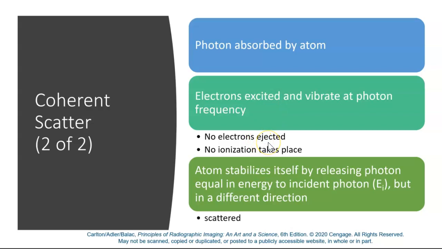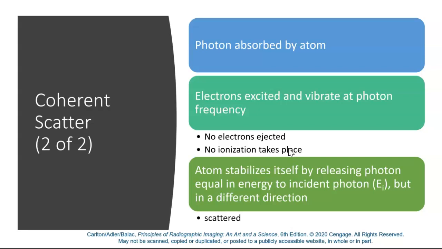No electrons are ejected and no ionization takes place. Since no electrons have been ejected from the atom, no ionization takes place. It just kind of shakes up the whole atom, and then it spits it out in a different direction. So the energy of the photon going in is the same as the energy of the photon leaving, but it has changed direction.